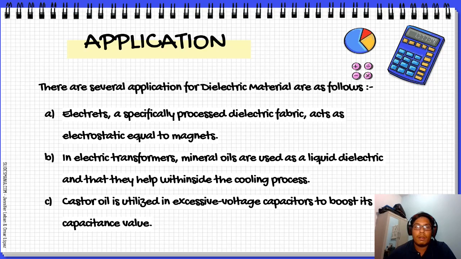I want to present about applications of the dielectric material. Here we have 9 applications. The first one is electret, a specially processed dielectric that acts as an electrostatic equivalent to a magnet. For the second one, in electric transformers, mineral oil is used as a liquid dielectric and it helps with the cooling process. For the third one, castor oil is utilized in high voltage capacitors to boost their capacitance value.